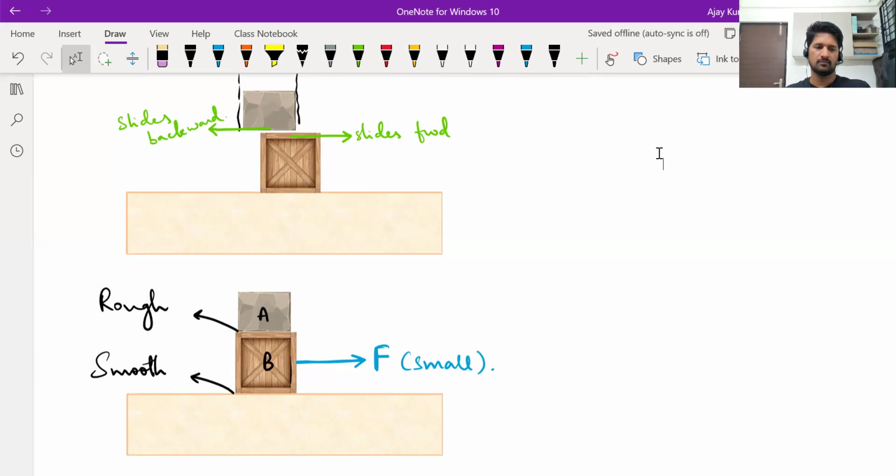It opposes sliding, sir. If sliding is happening or it tends to happen, friction has to oppose it. That's all. Okay, Pawan, friction opposes sliding. Now we have visualized the situation in the absence of friction. Pawan, tell me, in the absence of friction, sliding is happening or not?